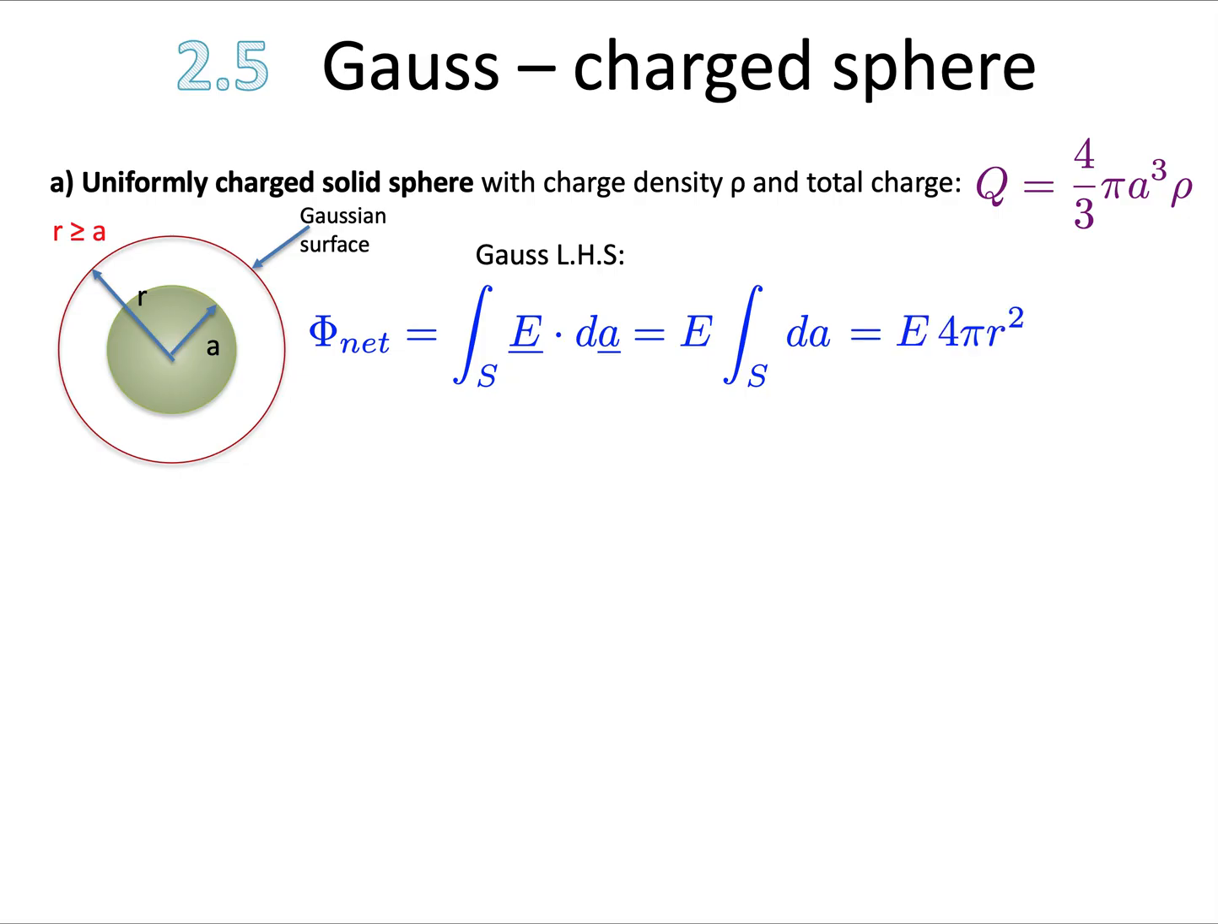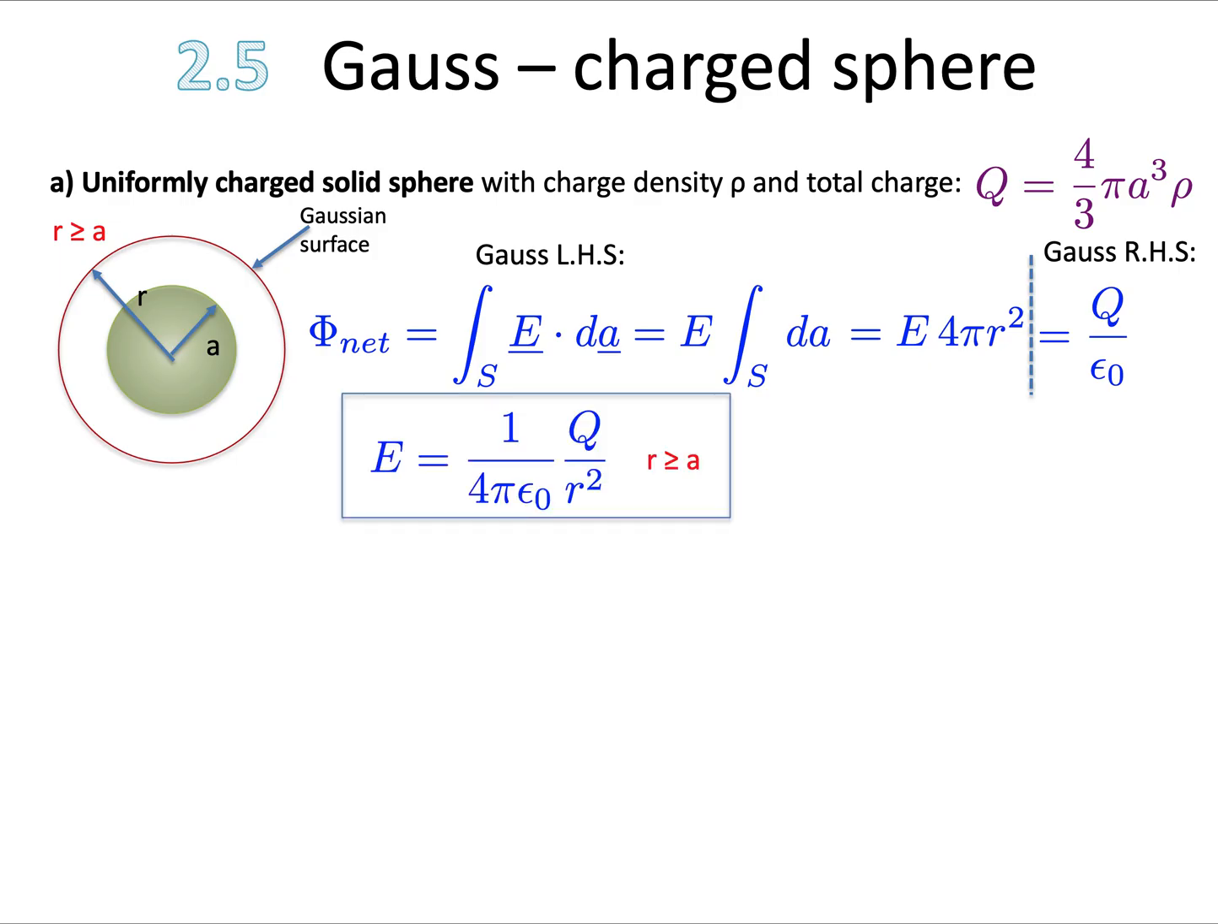If we now equate to the right-hand side of Gauss's law, which is another expression for the net flux through the Gaussian surface, we can rearrange to find an expression for the electric field. So that's the electric field due to this charged sphere. With the Gaussian surface outside the sphere, we can see that the total charge from the sphere is always enclosed by the Gaussian surface, however large we draw it, i.e. it doesn't depend on r.